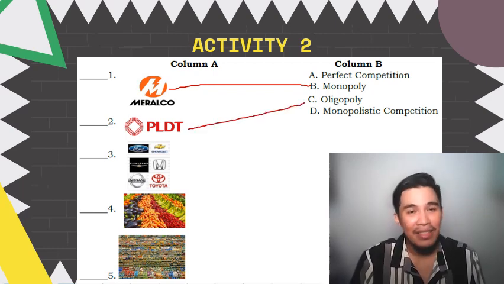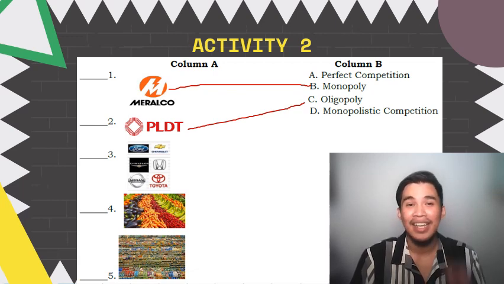Very good. How about this? Car brands, Ford, Mitsubishi, Nissan, Toyota, Subaru.